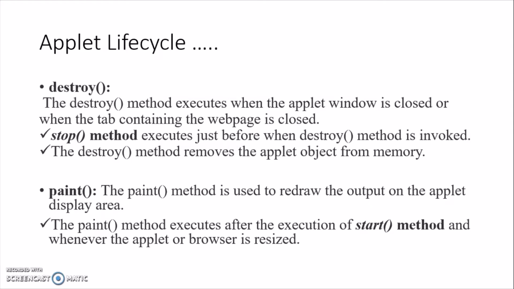And the paint method is used to draw the output on the applet display area. As I told earlier, in an applet Java program, you don't have any main method. The execution starts from the paint method. So whatever content you want to display on the applet window, you have to write the particular code in the paint method. The paint method executes after the execution of the start method and whenever the applet or browser is resized. Okay.